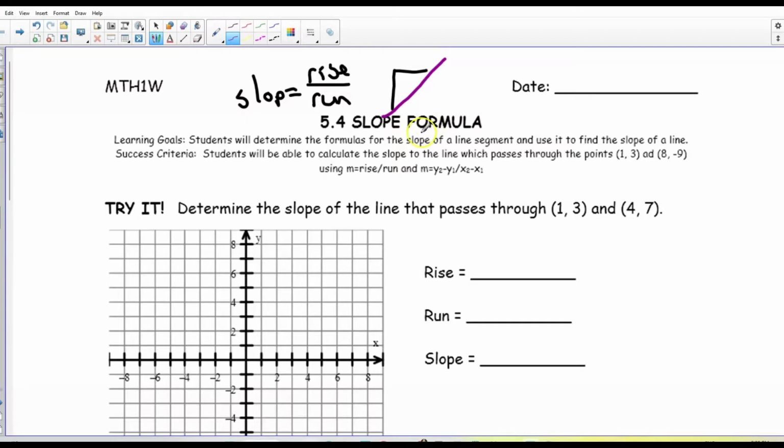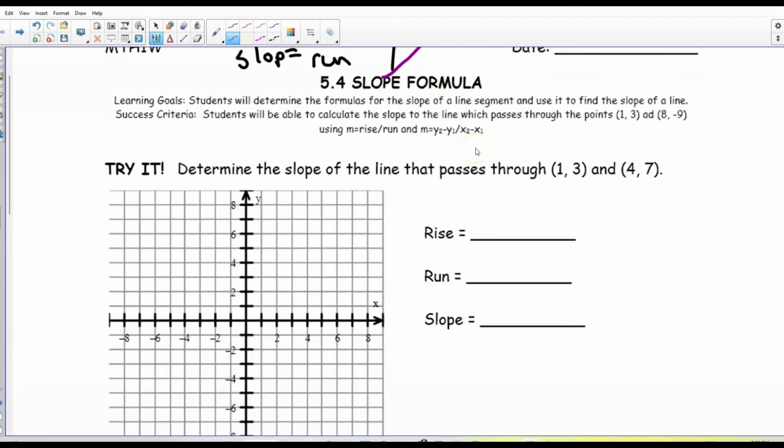So we're going to look at this question. We're going to try to determine the slope of a line that passes through (1, 3) and (4, 7). The first thing I want to do is graph these. So here's 1, here's 3. Let's put a point there. We're going to go to (4, 7), which will be up here. I'm going to grab my line tool so I can go through this the best I can. That's pretty close enough for what I need to do, and I've got my line.